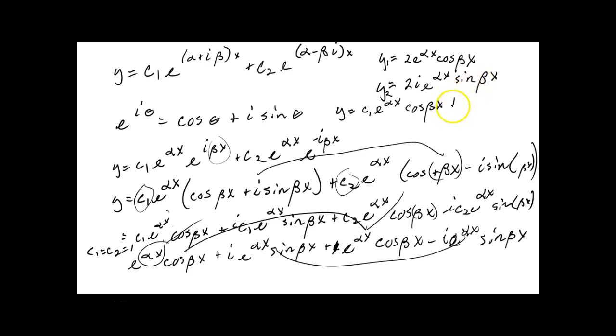Here's the sort of magical part, plus, let's see, yeah, c2 e^(αx), notice that in there, okay, sin βx, okay. Now, if you pull out the e^(αx), because it's common in both of them, you have c1 cos βx plus c2 sin βx.